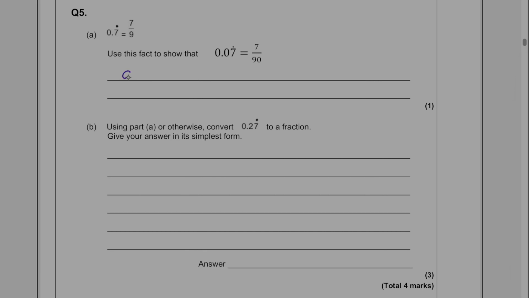So 0.7 reoccurring divided by 10 would be equal to 0.07 reoccurring. And then a second sum, 7 over 9 divided by 10 would be equal to 7 over 90. And that's really all we need to show.